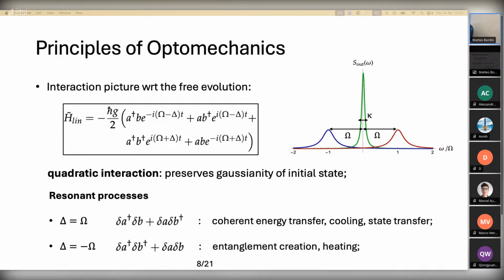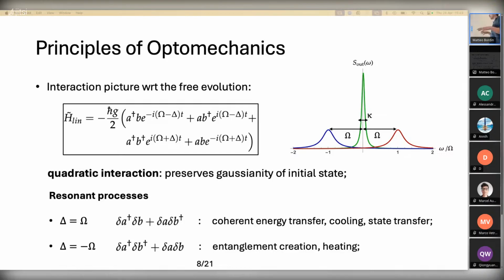We'll come back to the second, but this ratio between kappa and omega is really important, because if kappa is greater than omega, we wouldn't be able to see the sidebands. We wouldn't be able to see the peaks. So our working condition is very important: we need to have omega greater than kappa, so that we're able to resolve the sidebands. We're able to see them on the output.